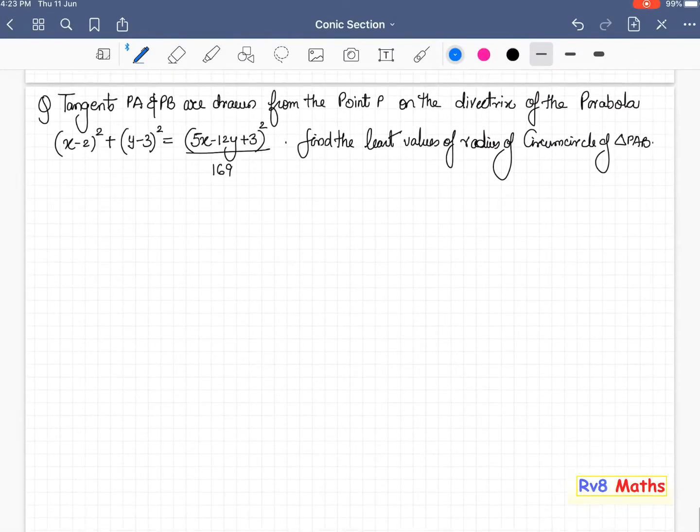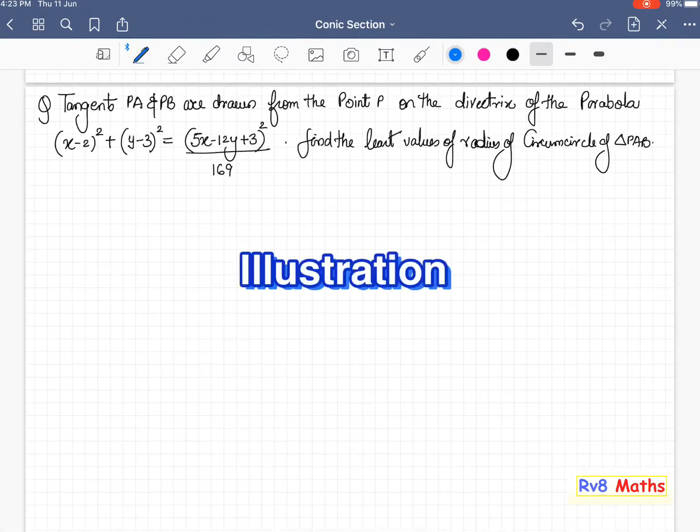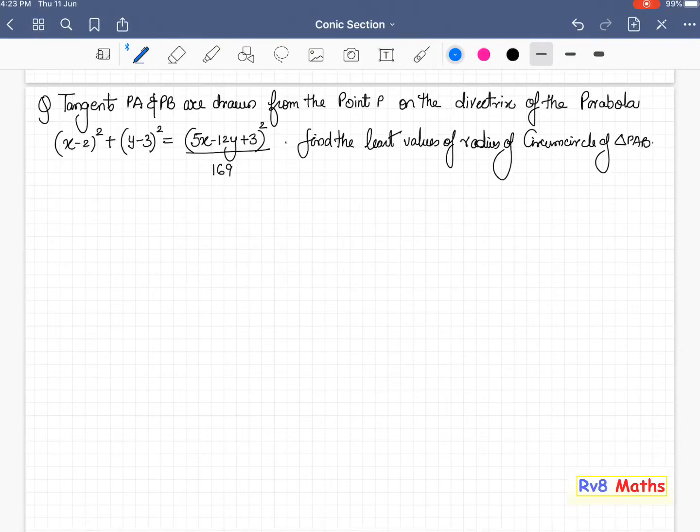Now let's do some questions based on these properties. What are they saying? Tangents PA and PB are drawn from the point P on the directrix of the parabola. Now this is a parabola, obviously not a standard or shifted parabola, written in the form SP square is equal to PM square. If you remember the definition, SP square is equal to PM square.